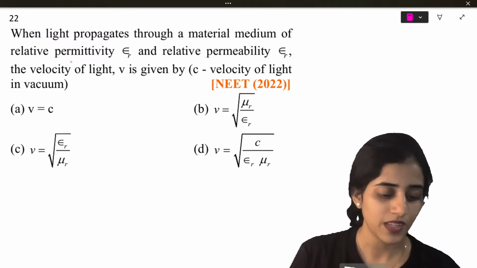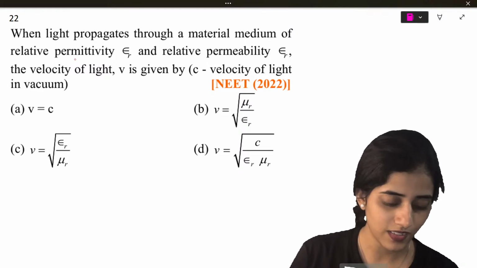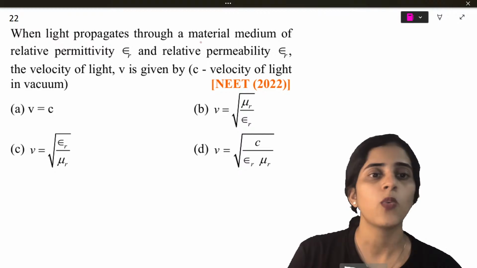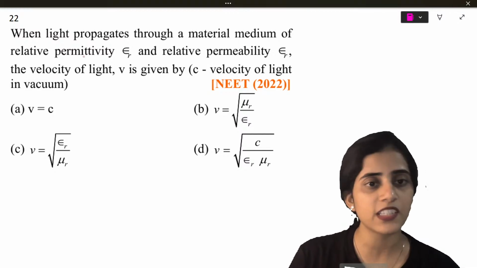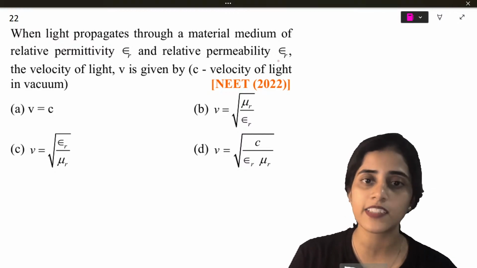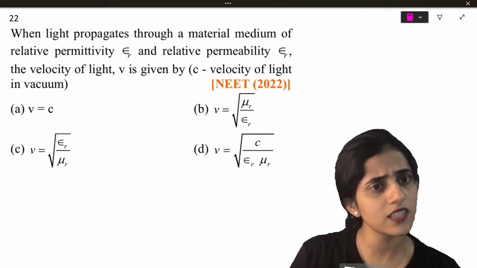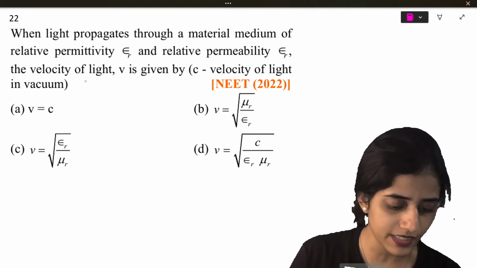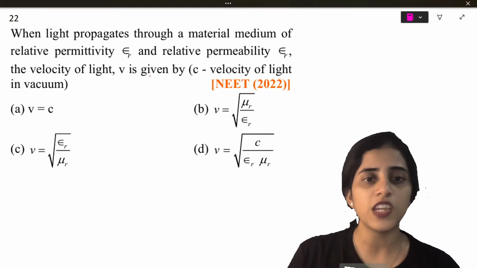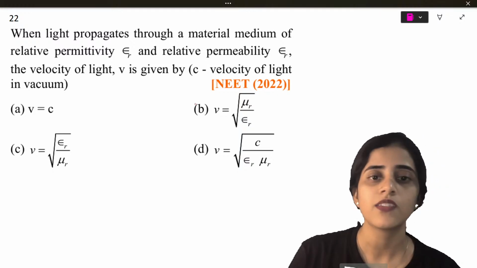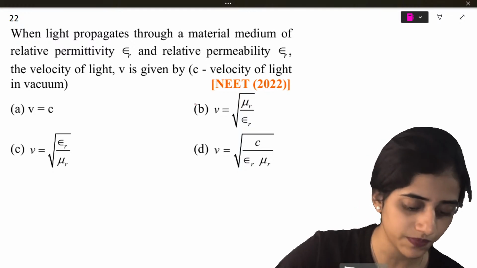Next question. When light propagates through a material medium of relative permittivity epsilon r and relative permeability mu r, the velocity of light v is given by, where c is the velocity of light in vacuum.